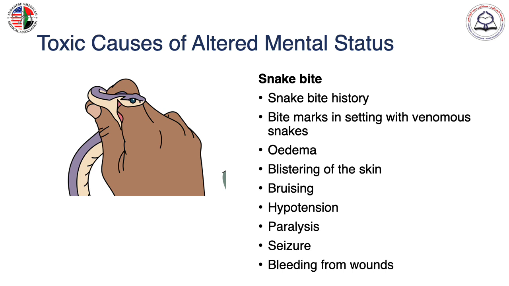Snake bite. The patient may have a history of snake bite. You can see a bite mark with a venomous snake, leg edema, blistering of the skin, bruises, hypotension, paralysis, seizure, bleeding from the wound, and they can even go to DIC.